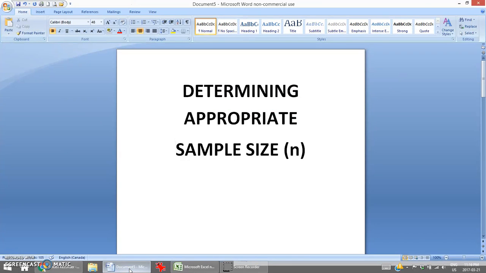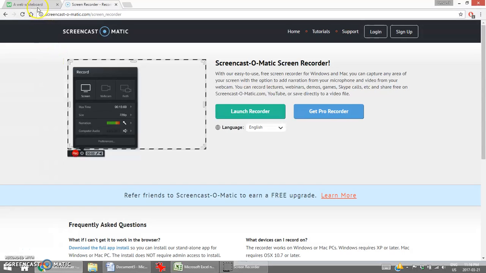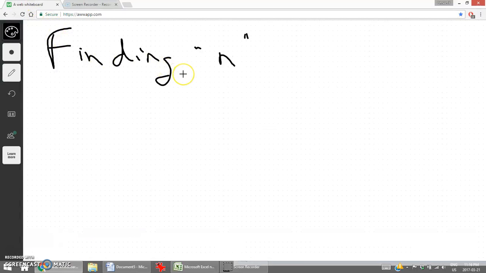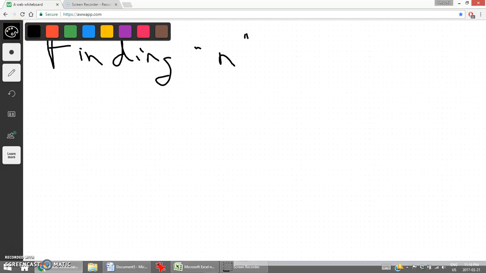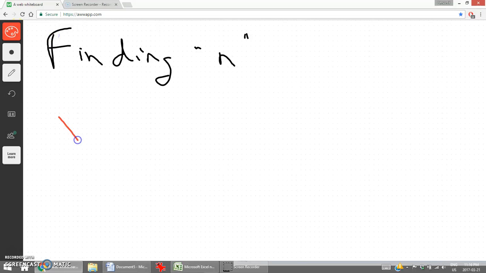Hello students, in this video we will look at how to determine appropriate sample size for confidence intervals. How to find the correct n value. Let's take a look at our confidence intervals. We're going to be looking at this one: sample mean plus or minus our z times our standard deviation over the square root of our sample size.